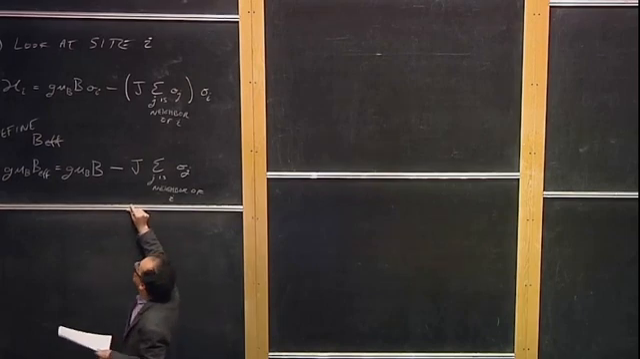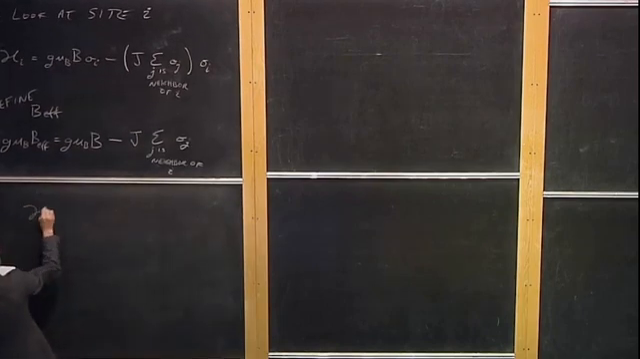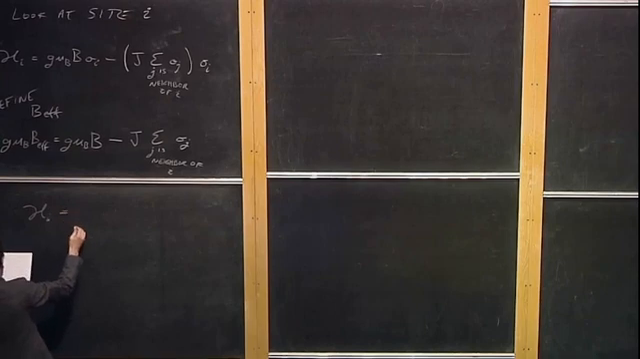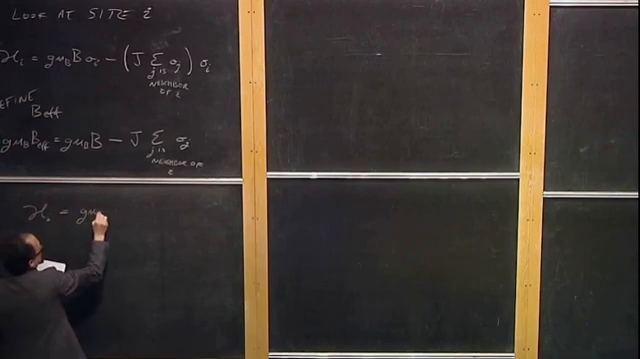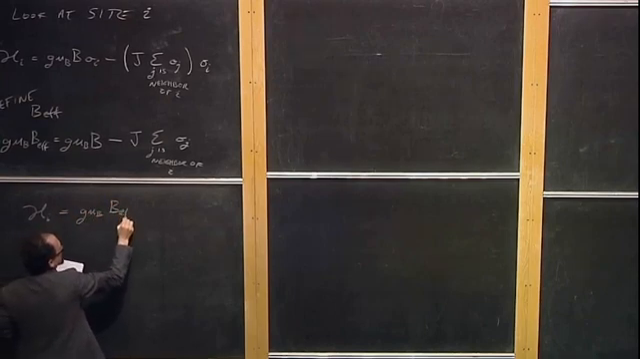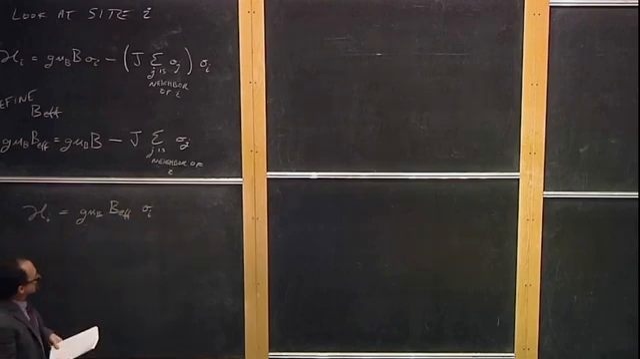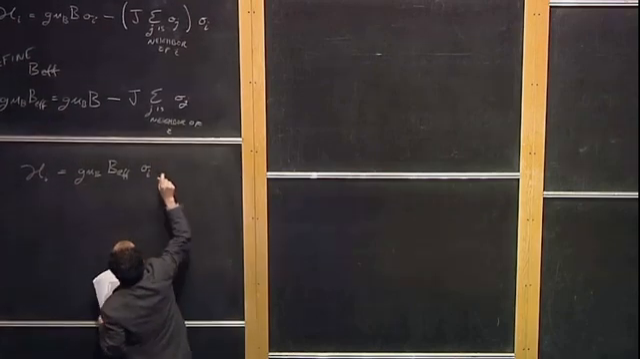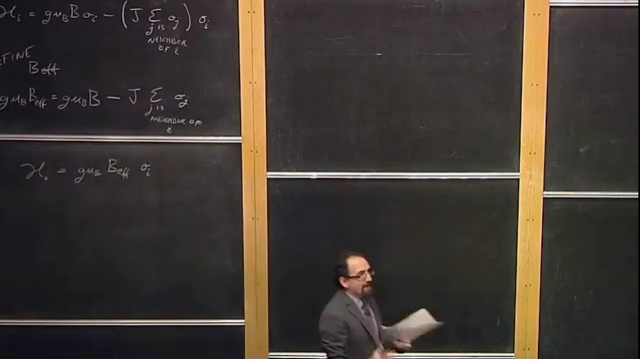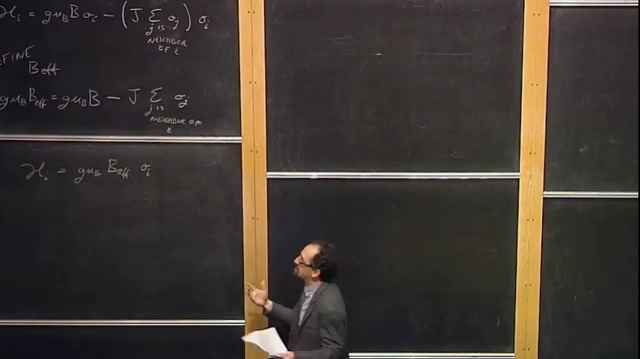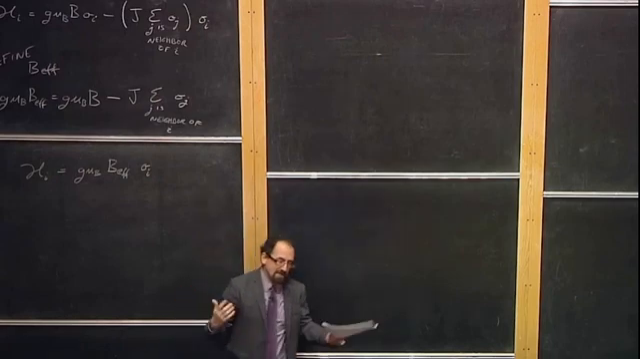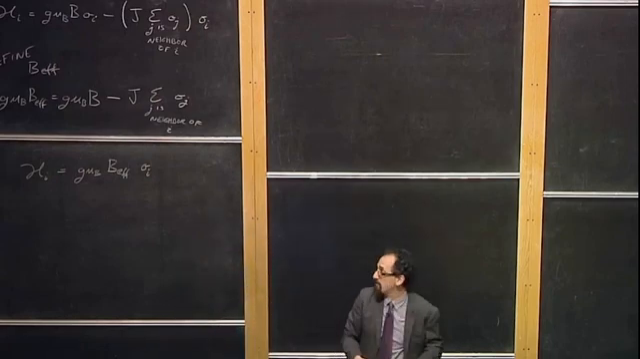In terms of this quantity, we can rewrite the Hamiltonian for site i as just g μ_B B_effective times σ_i, which looks extremely simple. It just looks like a single spin, σ_i, coupled to an effective magnetic field, B effective. And we know how to solve that. We solved that before. We just have a single spin in a magnetic field. It should be easy, right?